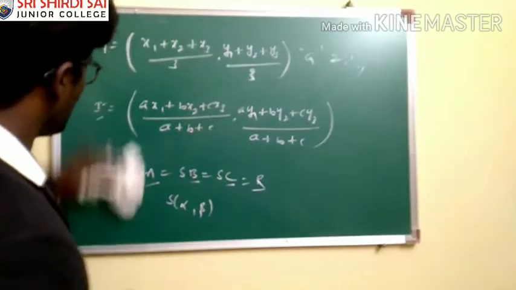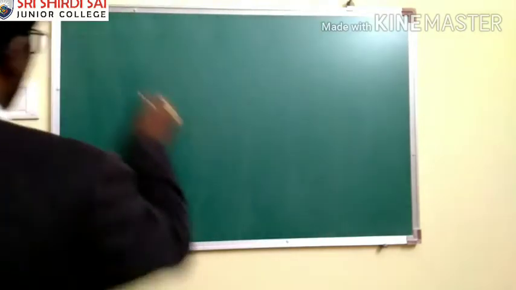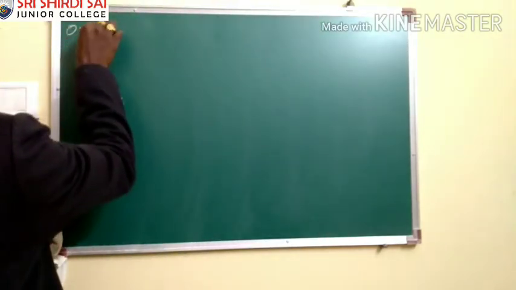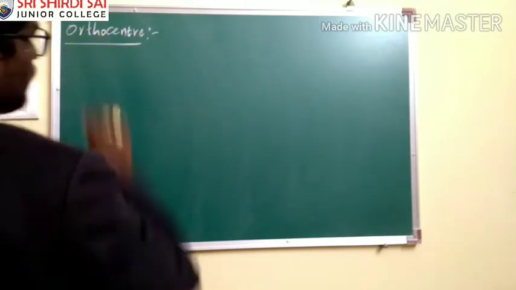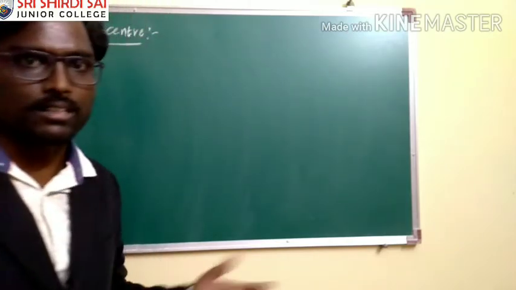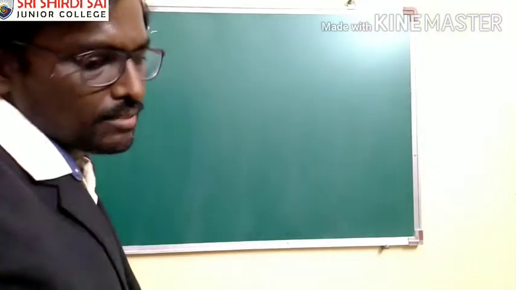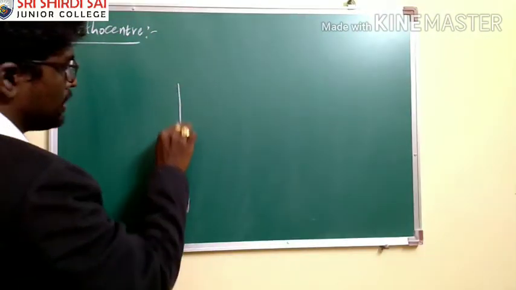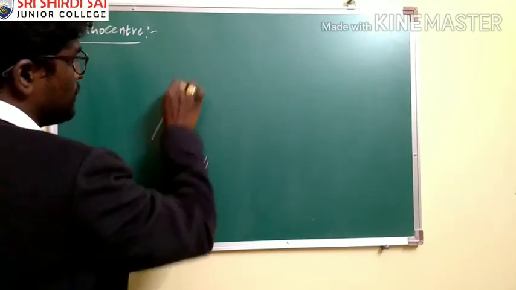Now let's go ahead with the next concept, that is orthocenter. What is the next concept? Orthocenter. The orthocenter of the triangle is nothing but, as we have learnt in the case of centroid, incenter and circumcenter, here also for some triangle ABC. Okay, let's say I am taking some triangle ABC in this way.